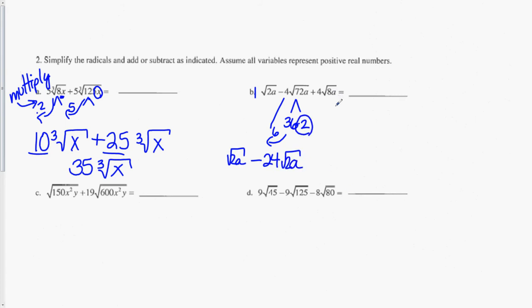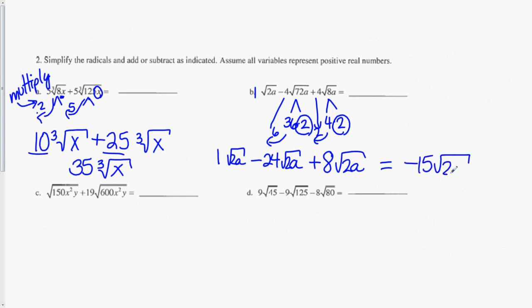Now let's look at this last one. 8 has 4 in it, so 4 times 2 is 8. The 4 will come out as a 2. This 2 will stay. I already have a 4 outside, so 4 times 2 will give me plus 8 square root of 2a. So now all of these are square roots of 2a. Remember, there's an imaginary 1 in front of that first one. So 1 minus 24 would give me negative 23. A negative 23 plus 8 would give me negative 15 square root of 2a.